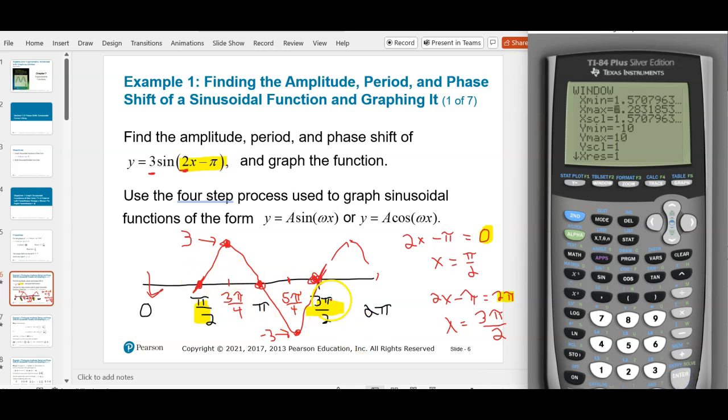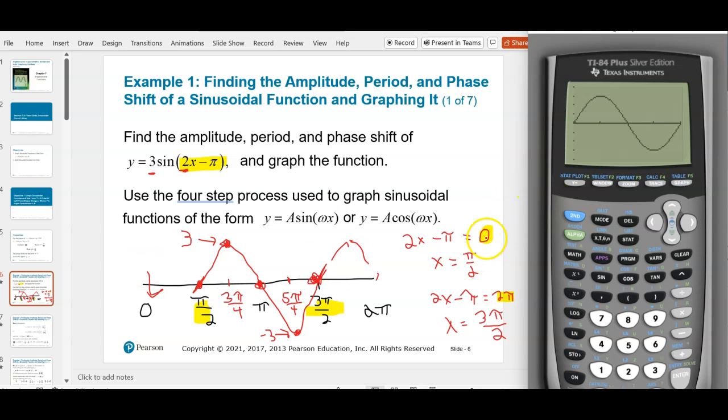I'm going all the way to 3 pi over 2. This is, again, a period of pi, so divided by 4, I'd get pi over 4 as my step size. I only go between negative 3 and 3, so I don't need negative 10 to 10. I'm going to just do negative 4 to 4, just to have some space on the top. Then graph. So there is one period of this function.